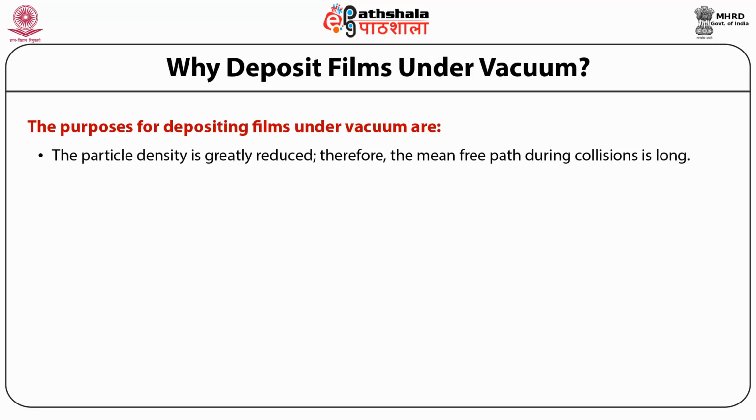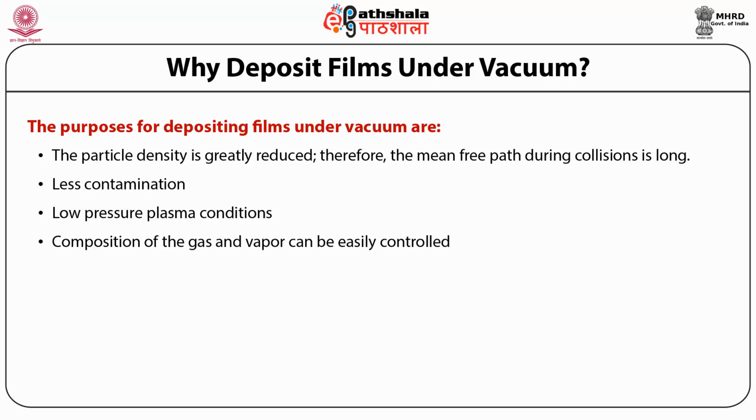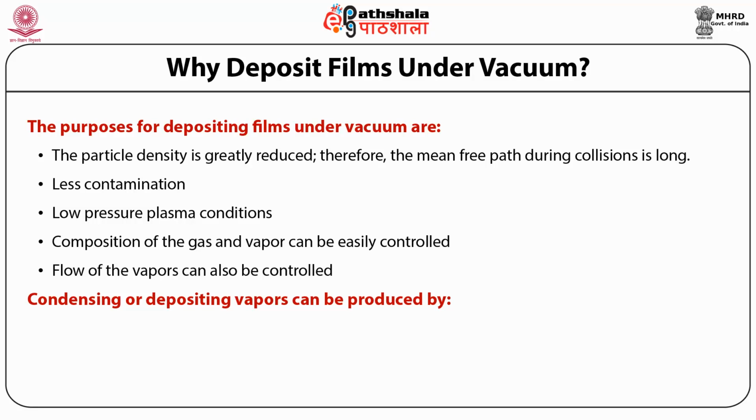The purposes for depositing films under vacuum are: first, the particle density is greatly reduced. Therefore, the mean free path during collisions is long. Secondly, there is less contamination. Then, there are low pressure plasma conditions. Also, the composition of the gas and vapor can be easily controlled. Then the flow of the vapors can also be controlled. The condensing or depositing vapors can be produced by thermal evaporation, sputtering, arc vaporization, etc.